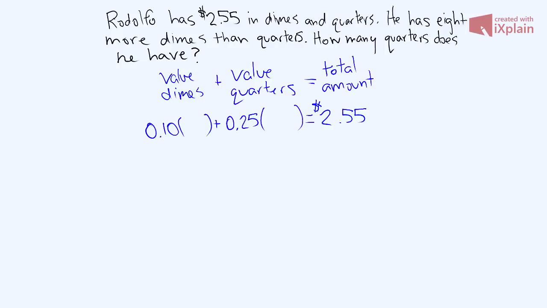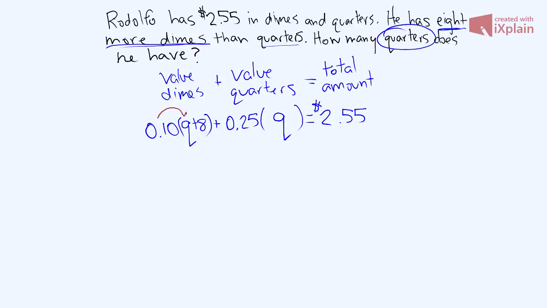So this asks how many quarters does he have? So let's define quarters with a variable q. We could choose any variable we want, but q will remind us that we're looking for quarters. And this says that he has 8 more dimes than quarters. So if we talk about our dimes in terms of quarters, we have our number of quarters plus 8 more. Okay, so now let's go ahead and solve.